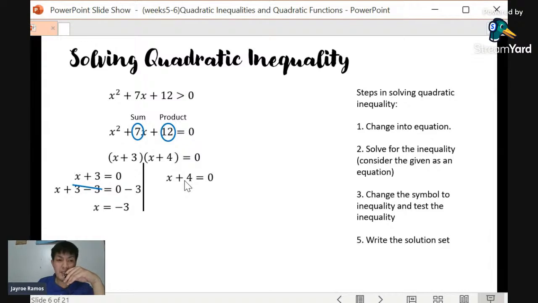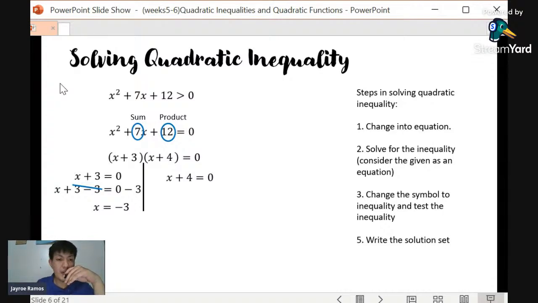Or let's go to the shortcut, no? Now, when x plus 3, right, our given is x plus 3 equal to 0. You just flip the sign. If it's x plus 3, plus 3, therefore, the value of x is negative 3. So you just flip it, okay?